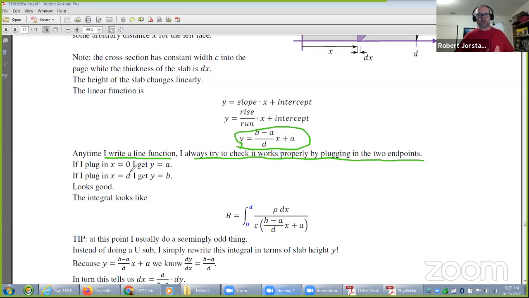So when you do this, if you plug in 0 for X, you get A. If you plug in D, you get B. So it looks good. All right, and then here's this integral. You could have done this integral. And then here's the weird trick. Instead of doing a u-sub, I do this, which we discussed.